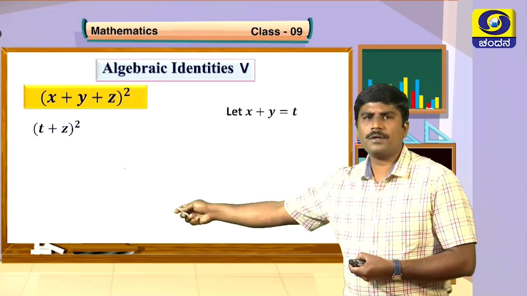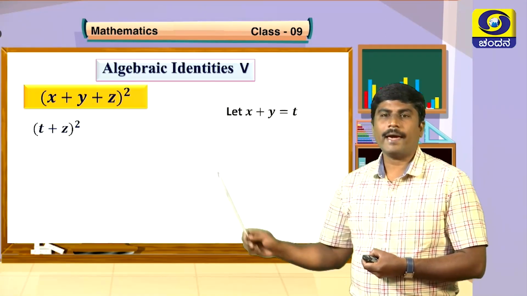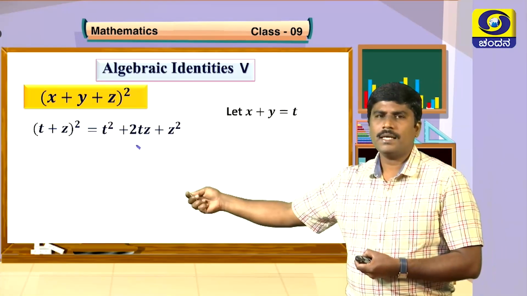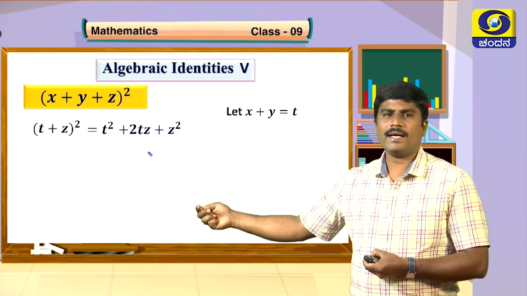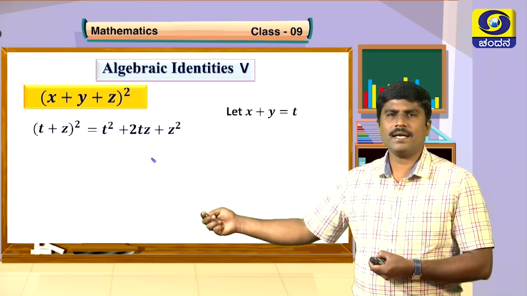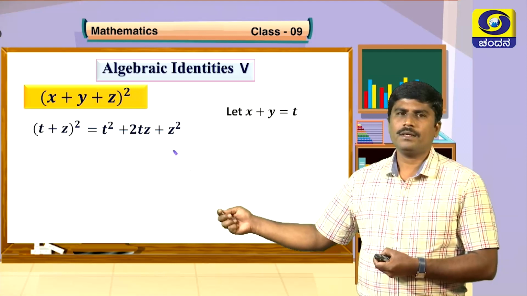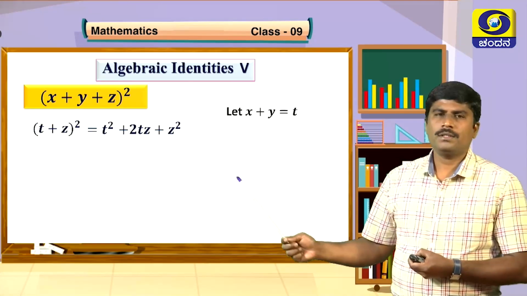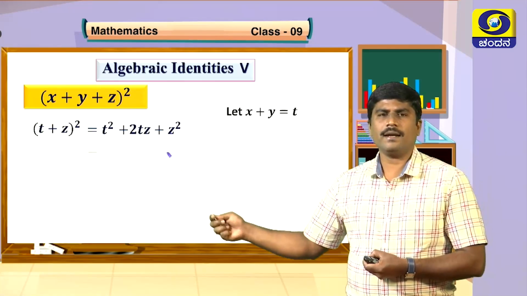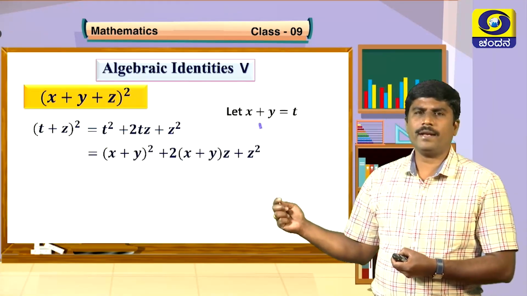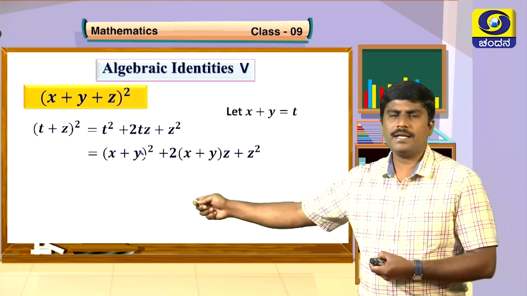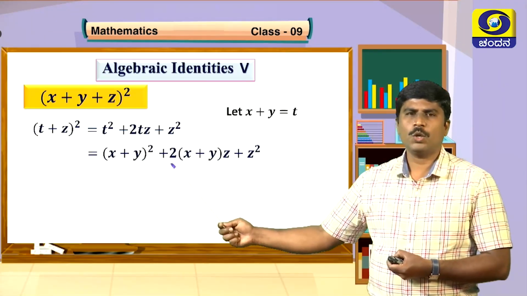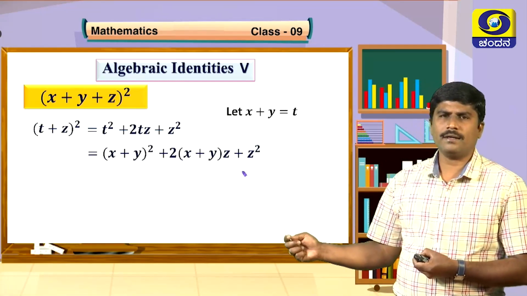How will this look? This looks like x plus y whole square. Now we are expanding this with x as t and y as z: t square plus 2tz plus z square. Wherever t is there, we substitute the value x plus y. That means t square becomes x plus y whole square, plus 2 into x plus y into z, plus z square.